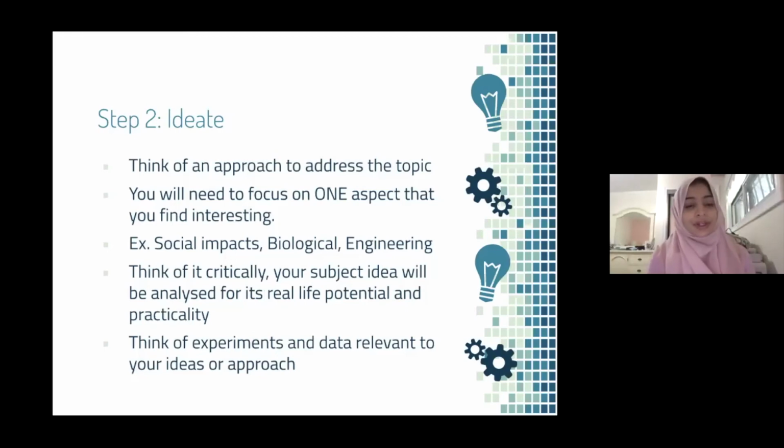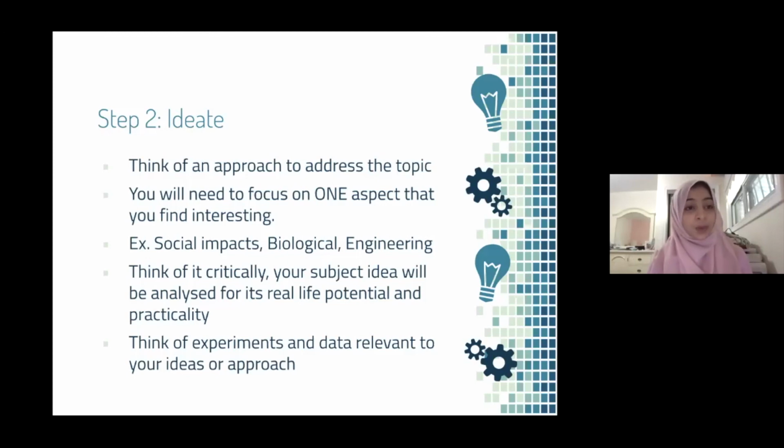So you would start thinking of an approach to address the topic, something that you're interested in, focus on it with one aspect, for example, social impact or the biological impacts, or look at it from an engineering perspective. And this is up to you at the end of the day. And obviously, if you have a better idea of what's already been done, you'll be able to inform this decision better. So think of your approach as well as your experimental ideas very critically.